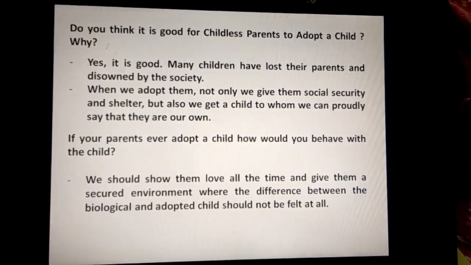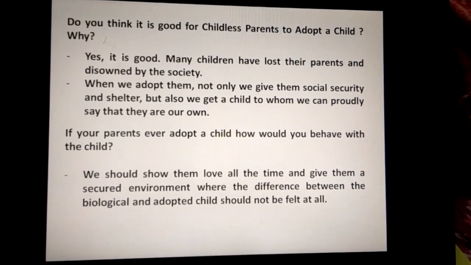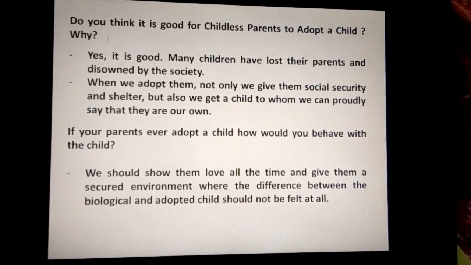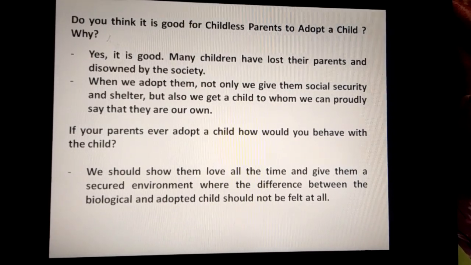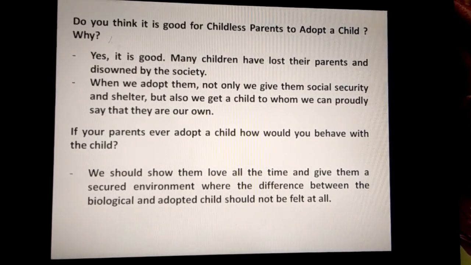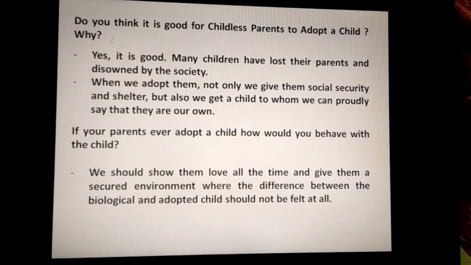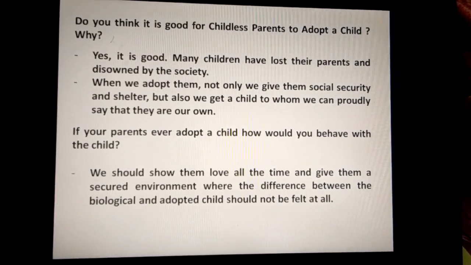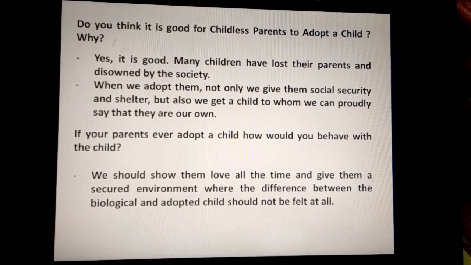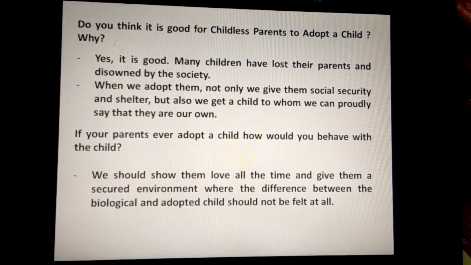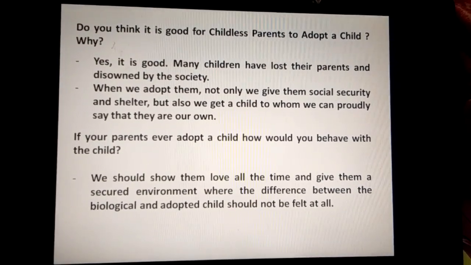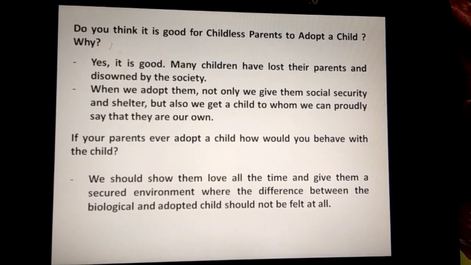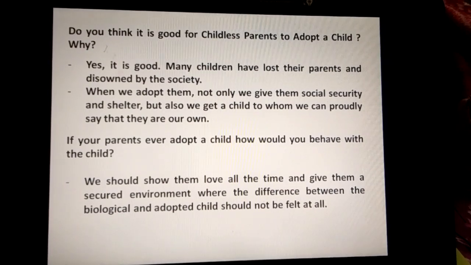Now there are two discussion questions which I am going to do. Do you think it is good for childless parents to adopt a child? Why? Yes, it is good. Many children have lost their parents and are disowned by society. When we adopt them, not only do we give them social security and shelter, but also we get a child to whom we can proudly say that they are our own.